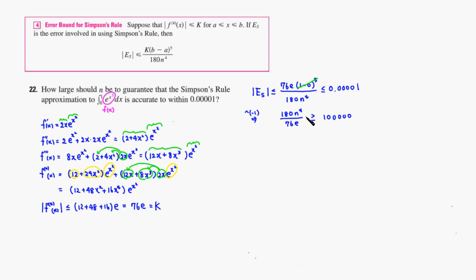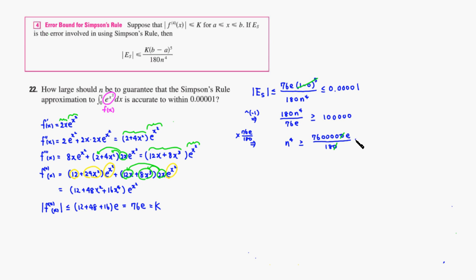Then we can simply multiply both sides to get rid of 76, get rid of e, and get rid of 180. Then you get n to the fourth power is greater than or equal to 76, with 5 zeros, times e, over 180. I can at least knock off one of the zeros, and we can do more, but I'm just going to go ahead and compute it.